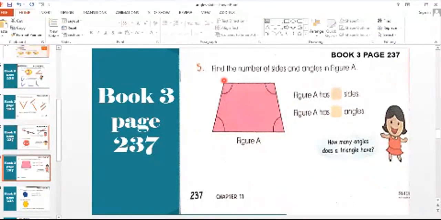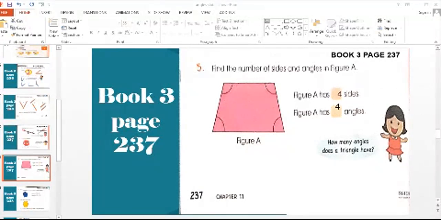also be the same. 1, 2, 3, 4. This figure has 4 corners, 4 sides. So you will mention your answer that this figure has 4 sides and this figure has 4 angles. See, this is something very easy.